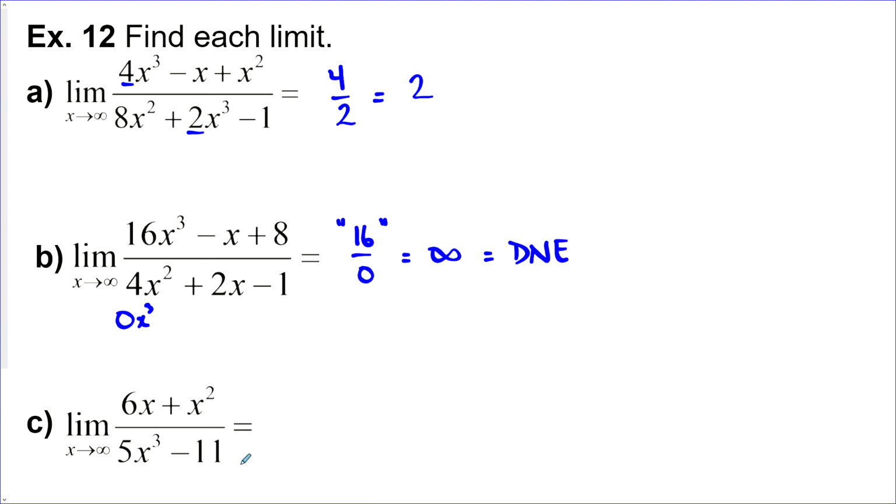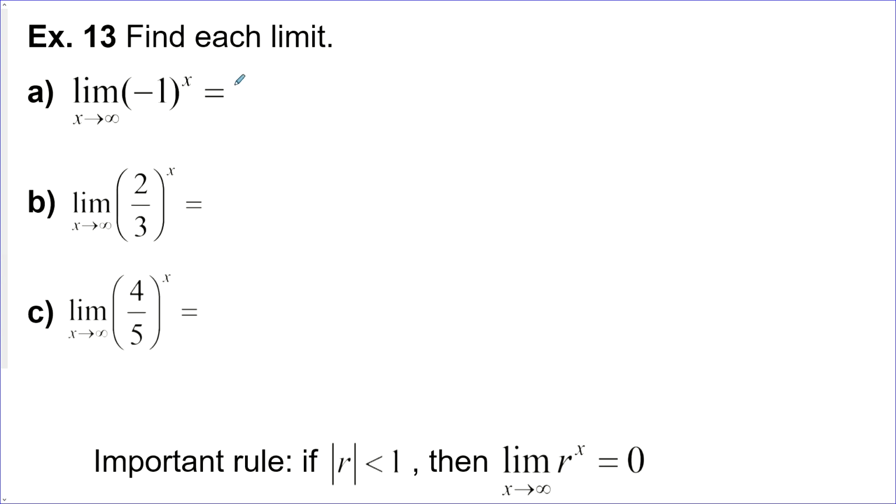And finally, this one here, we have the reverse. We have 0x cubed in the numerator, and we've got 5 in the denominator. So this one will be 0 over 5, no problems here, and this just equals 0. Find each limit. Now these are pretty interesting, so pause the video, try them out, and restart once you've found the answer.